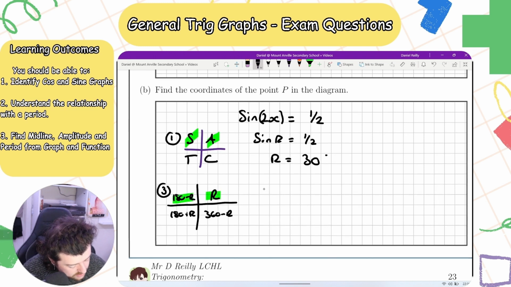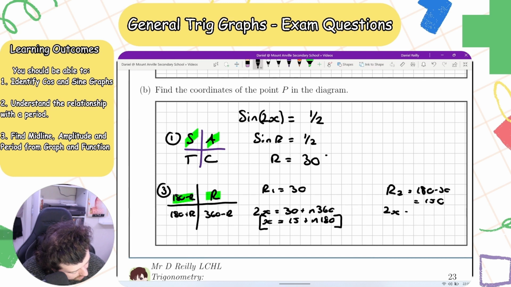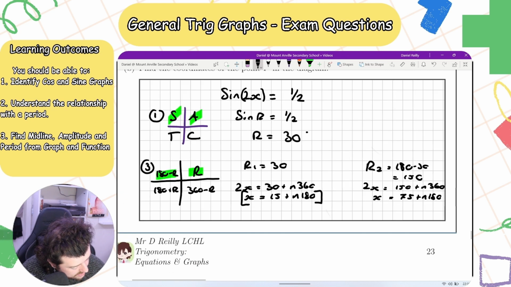So my first solution is 30. So I have 2x is equal to 30 plus n 360. x is equal to 15 plus n 180. That's my first general solution. Then my next general solution is going to be 180 minus 30, which is 150. So I'm going to have 2x is equal to 150 plus n 360. x is equal to 75 plus n 180.